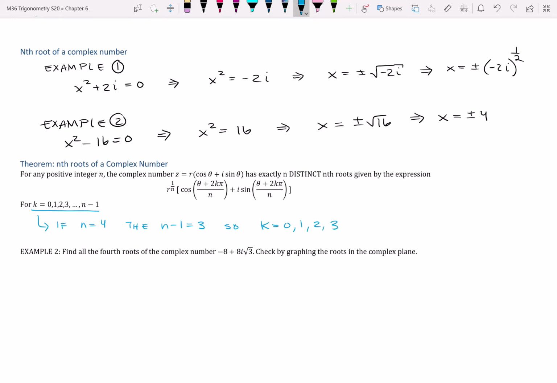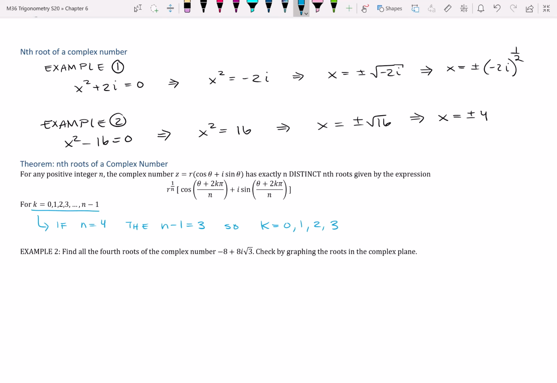All right, so again, notice that my n here is 4, so I'm looking for my fourth roots, and so k is going to give me those 4 roots, and that's why we have k being 4 different numbers, 0, 1, 2, 3, because that's going to generate 4 different roots. Okay, so again, if n is equal to 4, then I'm going to have 4 different values of k that I'm going to plug in. Hopefully that makes sense. If not, I have some examples for us.